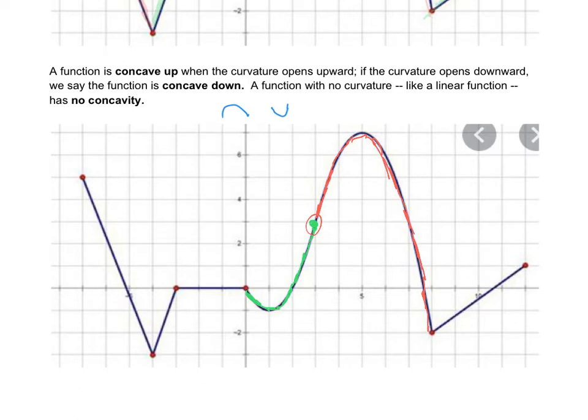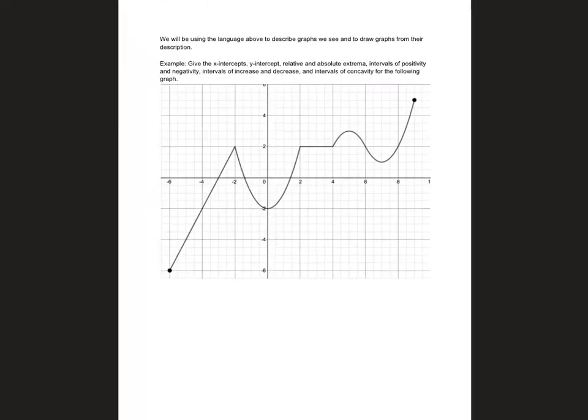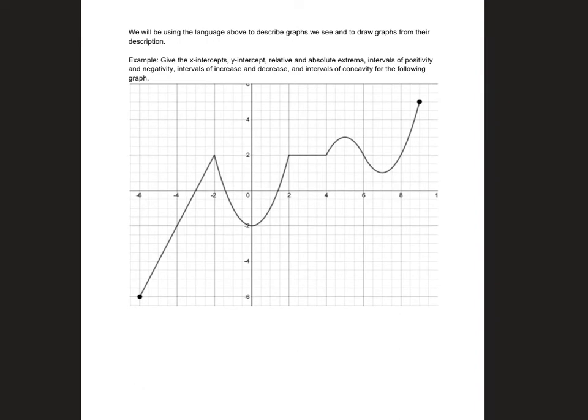Now, all these linear pieces have no curvature. So it doesn't open up or down. So we would say there's no concavity there. Now, if we take this graph and we put all those concepts together, this is sort of how we describe graphs in mathematical language. And I'm going to add one more thing to this list. I also want to name the domain and range.